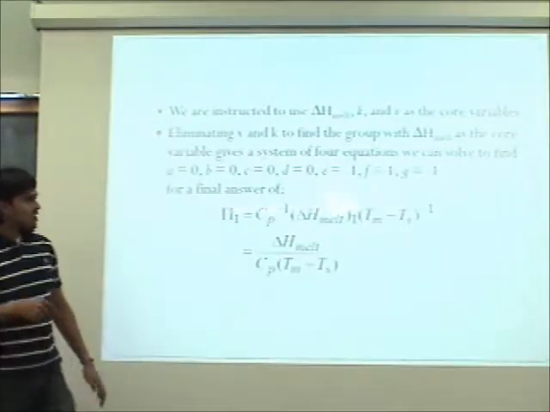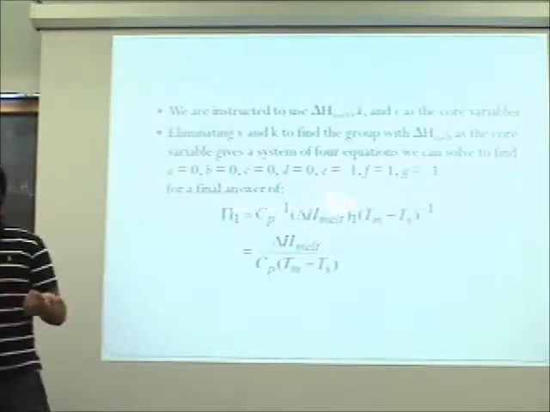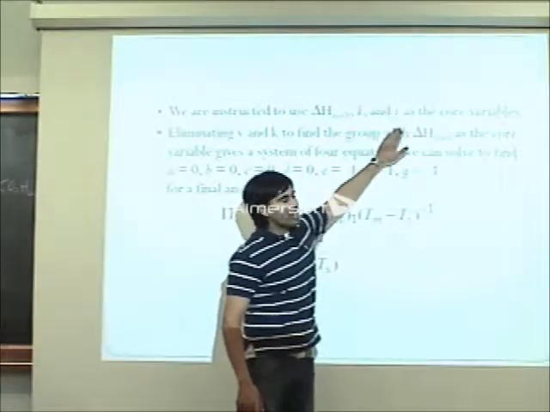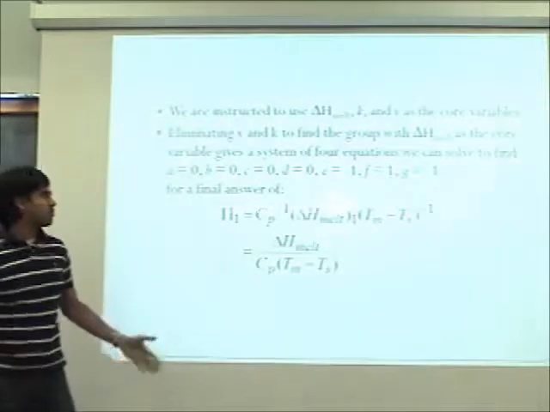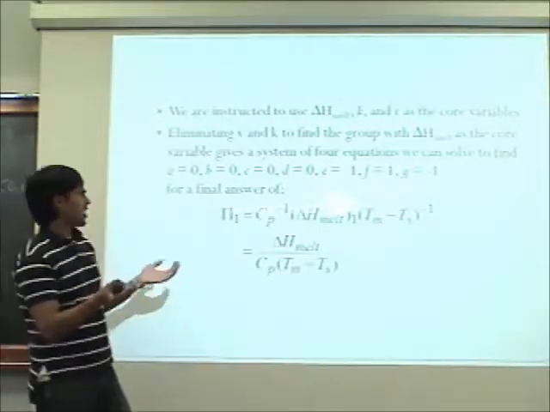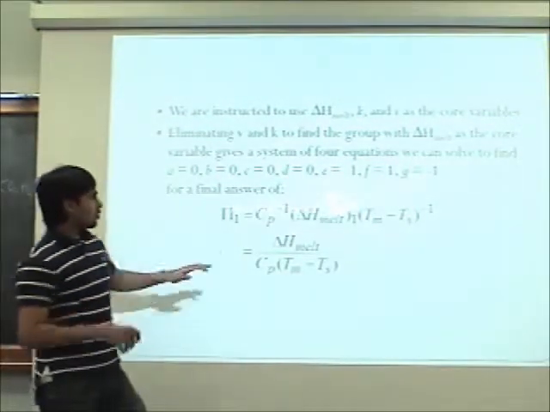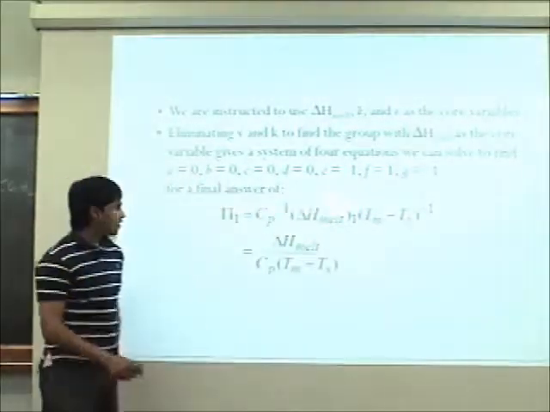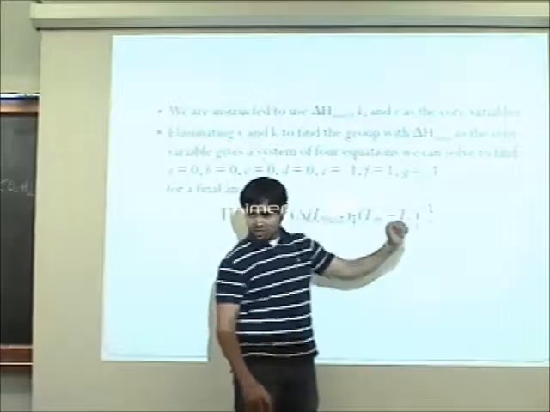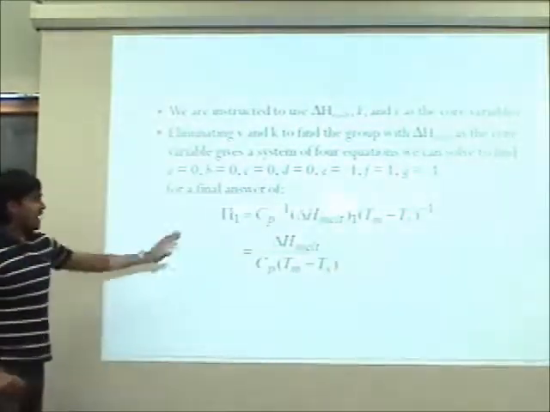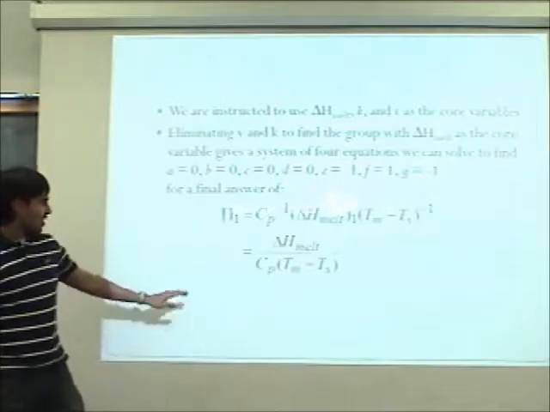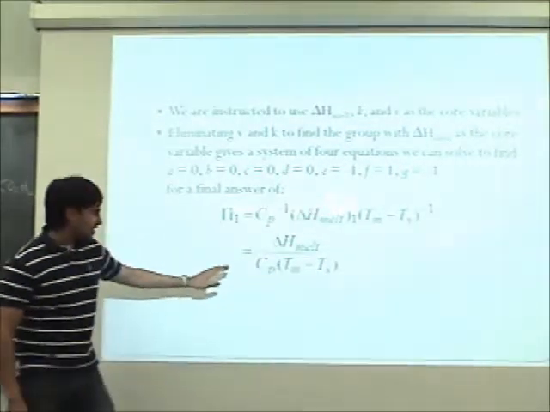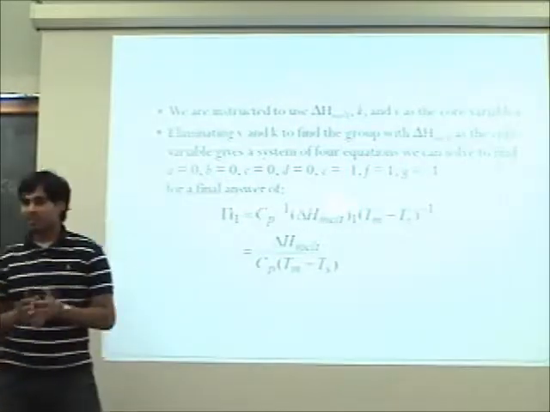Awesome. So now that we have our equations, we're given our core variables, which are your heat of melting, your heat transfer coefficient, and your speed of moving of the crust. So you set this exponent equal to 1, and then solve your equations by setting the other ones equal to 0, and you get your first pi group. So your first pi group is delta H melt over Cp times the temperature difference.